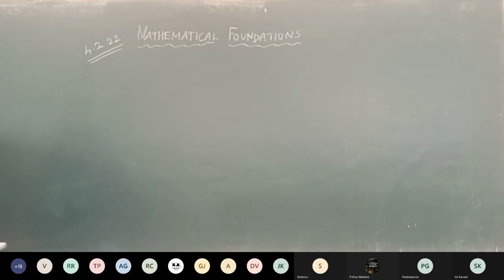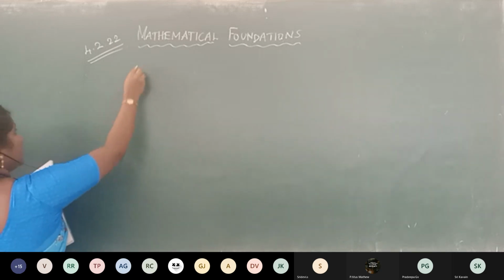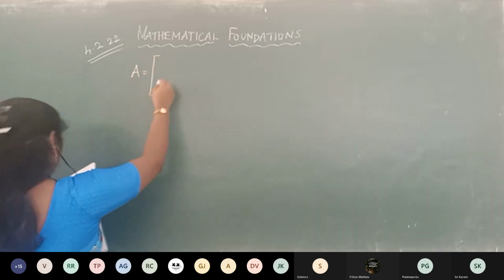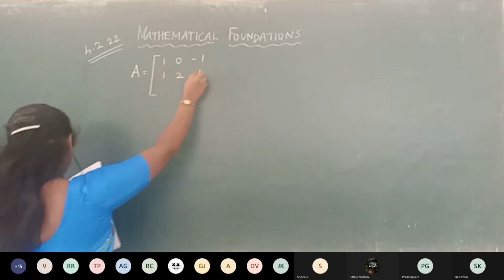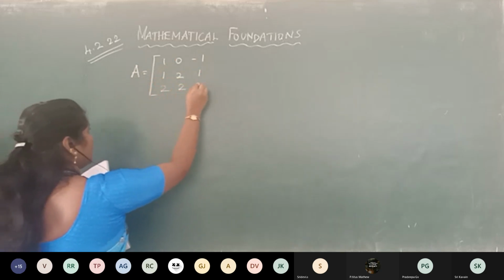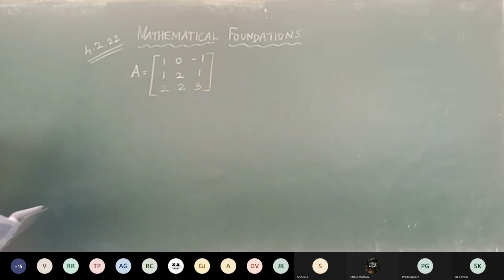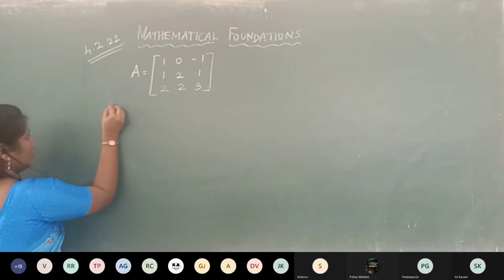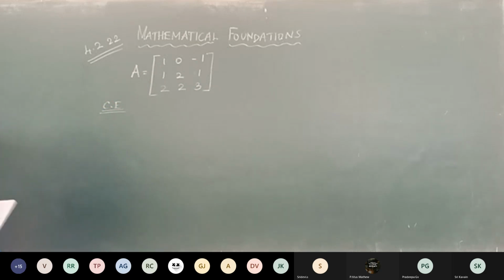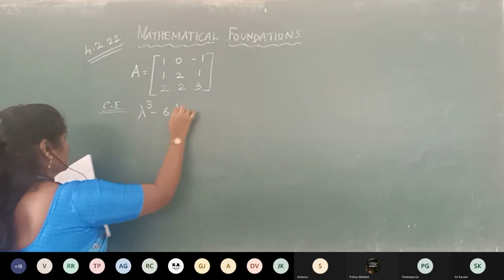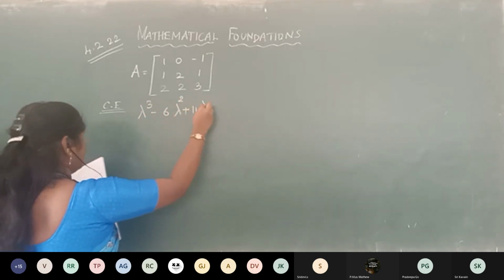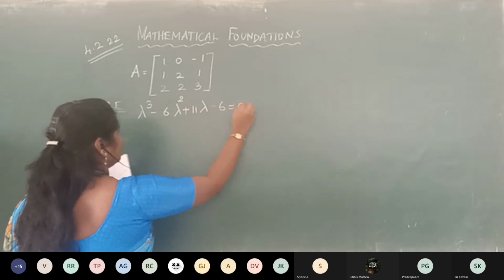So yesterday's problem was to find the eigenvalues and eigenvectors for the matrix 1, 0, minus 1; 1, 2, 1; 2, 2, 3. This was your given matrix, and your S1 was 6. So I will write directly the characteristic equation which you found: lambda cube minus 6 lambda square plus 11 lambda minus 6 equal to 0.